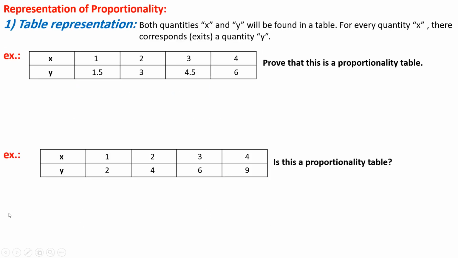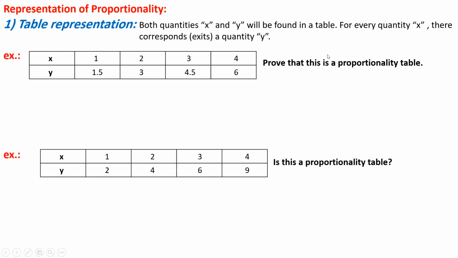Now, representation of proportionality. How can we represent proportionality? Number 1, using table representation. Both quantities x and y will be found in a table. For every quantity x, there exists a quantity y. For example, x is 1, y is 1.5, x is 2, y is 3, x is 3, y is 4.5, x is 4, y is 6.